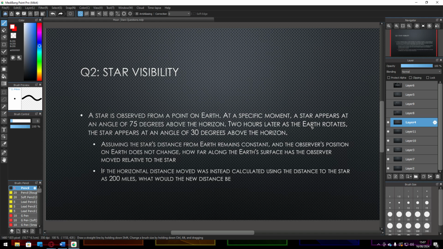So, the star is just going to move, and we're going to see how far along the Earth's surface the observer has been rotated in correlation to the star. That is the first question, using the given information. And in the second part of the question, if the horizontal distance moved was instead calculated using the distance to the star as 200 miles instead of 100 miles, what would be the new distance?